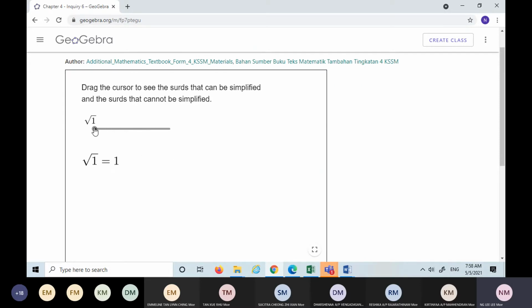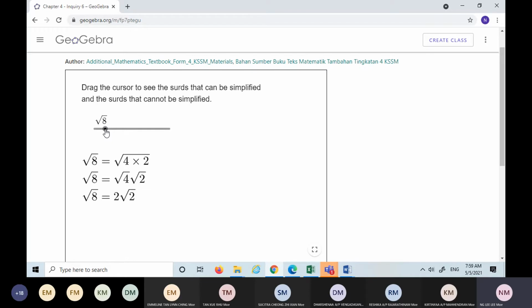Square root of 1, whatever you can simplify. Square root of 1 is 1. Square root of 2 cannot be simplified, so your answer remains as square root of 2. Square root of 3, the same thing, cannot simplify. Square root of 4 is 2. Square root of 5 cannot simplify. Square root of 6 cannot simplify. 7 cannot simplify. Square root of 8. How to simplify the square root of 8? So that you can get 2 square root of 2. This is what we're going to learn afterwards.